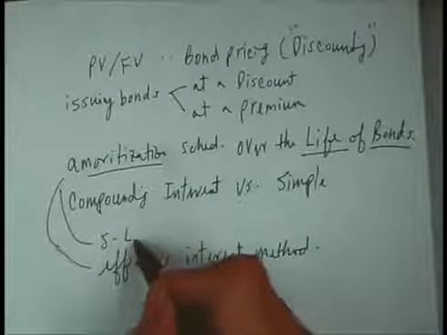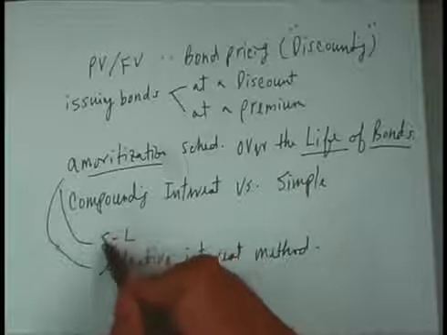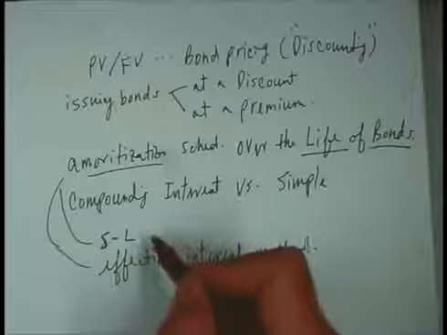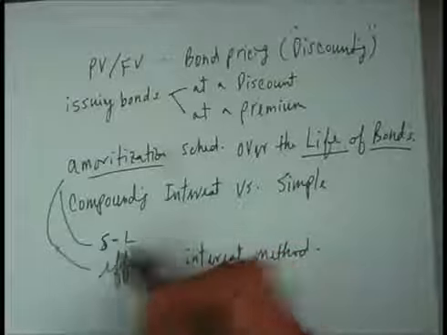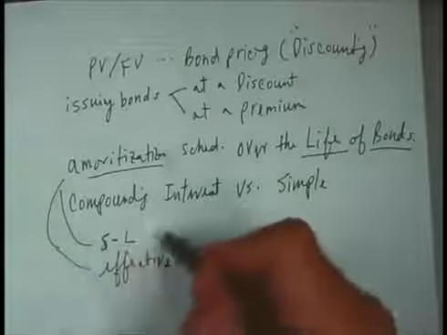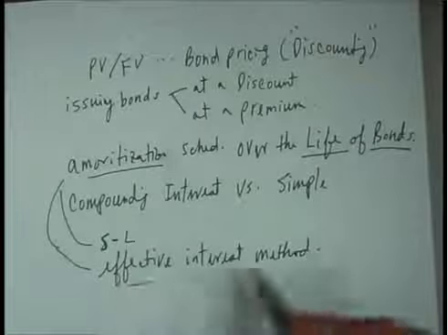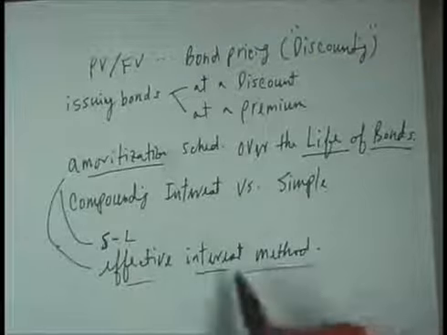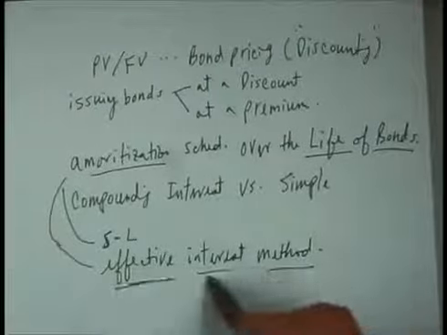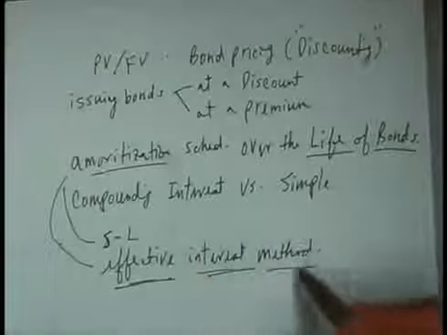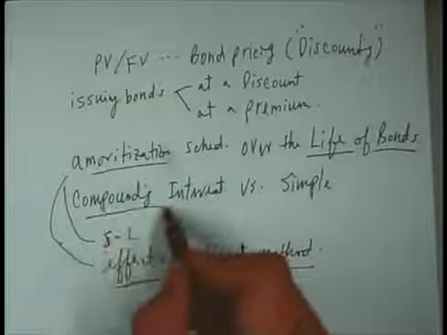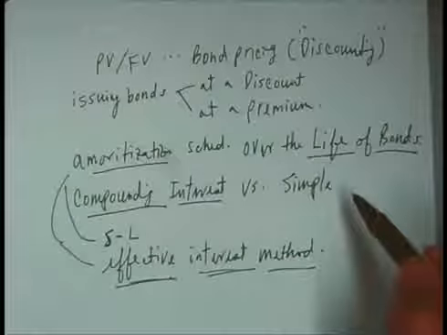Most textbooks start with straight line. Can I just do straight line essay there, like that? You understand it, right? Straight line. I don't have to write it out. Straight line amortization first. Then they talk about the effective interest method because it's harder. But this effective interest method is closely tied to compounding interest.